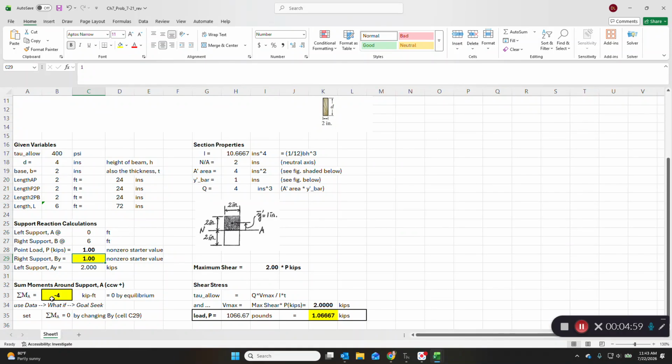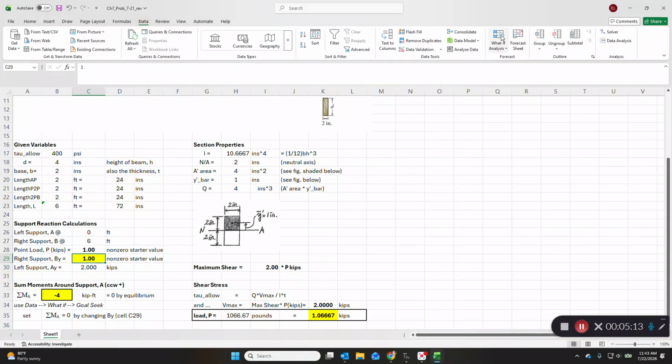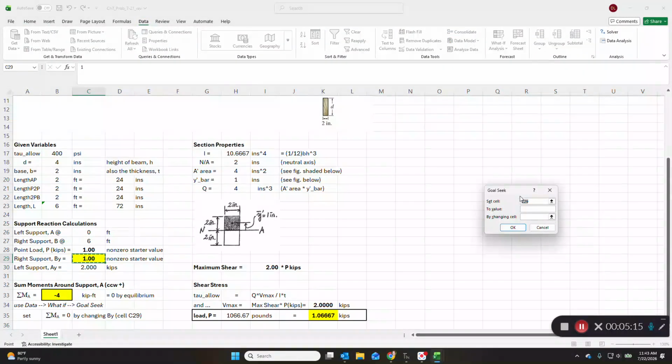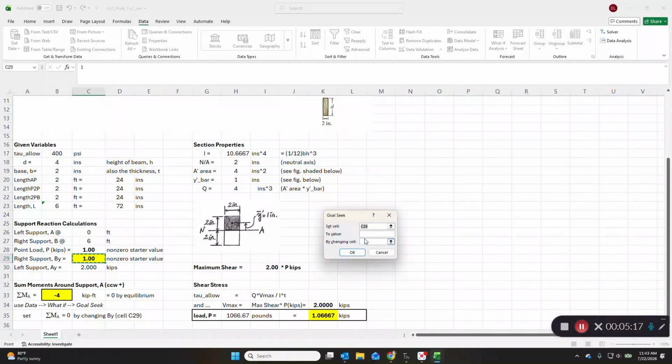So we want to set this value, which is calculated out to -4, to 0, which it should be by equilibrium, by changing the right support. All right, so we go, in this case, to Data, What-If Analysis, Goal Seek. This is the simplest way to do it. Up comes our pop-up menu.